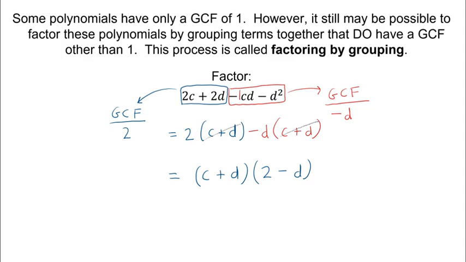And let's recap. How did we get there? Well, we started by grouping the first two terms together and finding a GCF in the first two terms. Then we grouped the last two terms together and found a GCF from the last two terms. Then we noticed we had a binomial GCF from those two terms. And when we factored out the binomial GCF, we found that the final factorization was c plus d times 2 minus d.